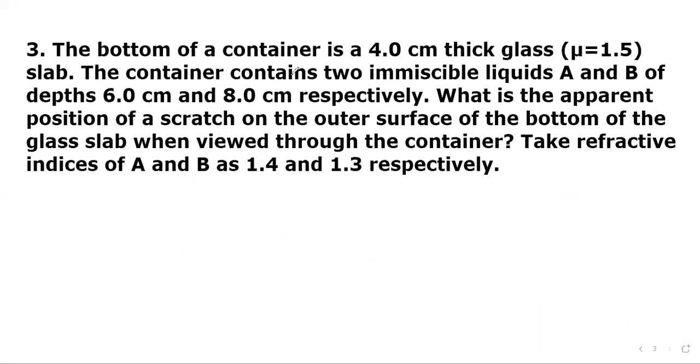The bottom of a container is 4 centimeter thick glass with a refractive index mu equal to 1.5. The container contains two immiscible liquids A and B of depth 6 centimeter and 8 centimeter respectively. What is the apparent position of a scratch on the outer surface of the bottom of the glass slab when viewed through the container? Take the refractive indices of A and B as 1.4 and 1.3 respectively.